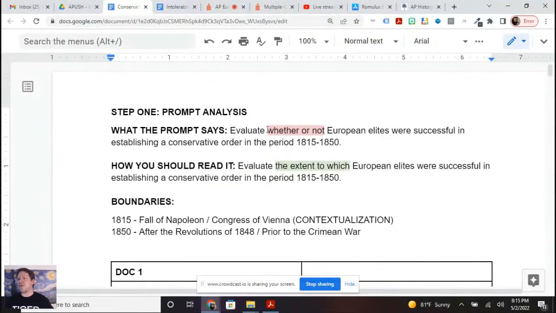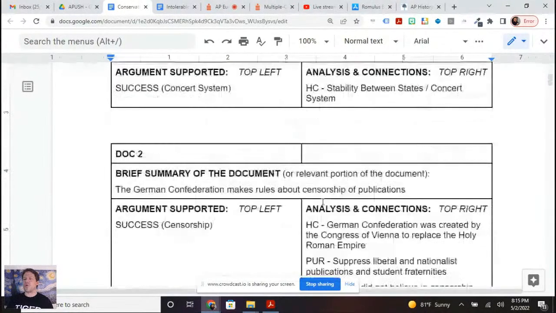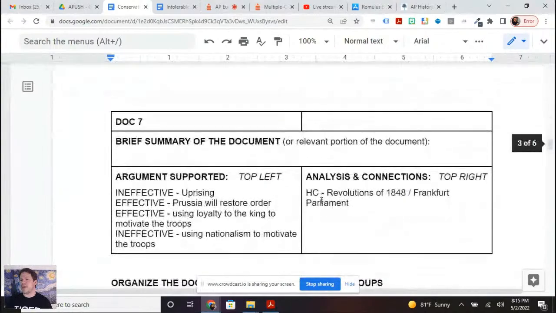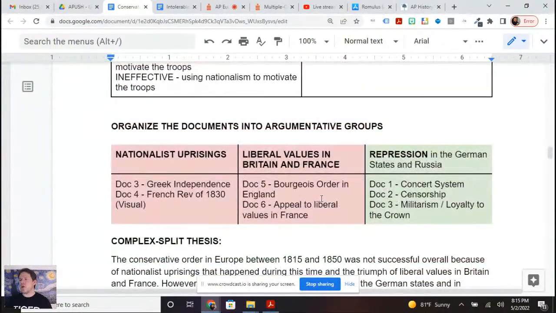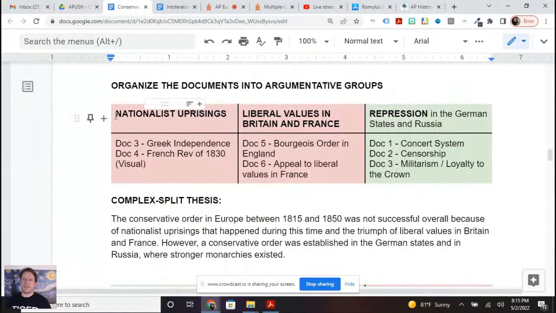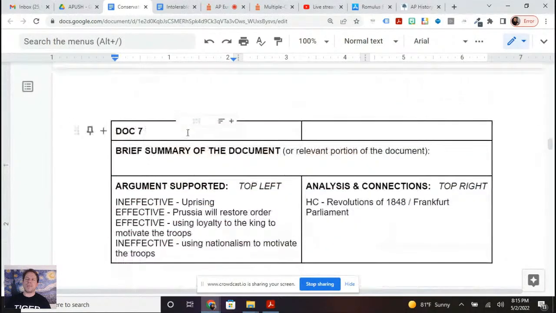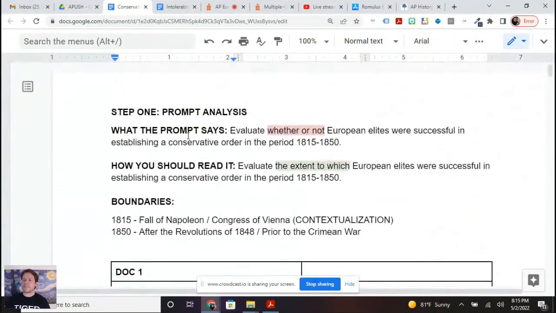And so when it says something about the conservative order in the early 19th century, what we can see here is I'm organizing the documents. Now, if I'm going for complex understanding, this is what they call a complex split thesis. What I'm going to say here is I've divided the documents into three groups. So the prompt says, evaluate whether or not European elites were successful in establishing a conservative order in the period 1815 to 1850.